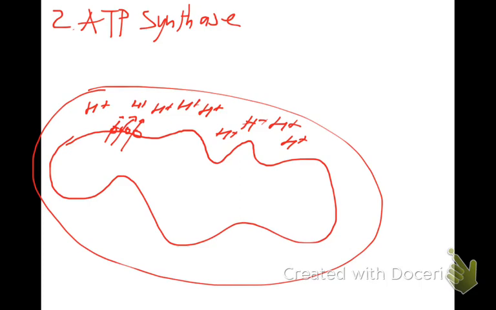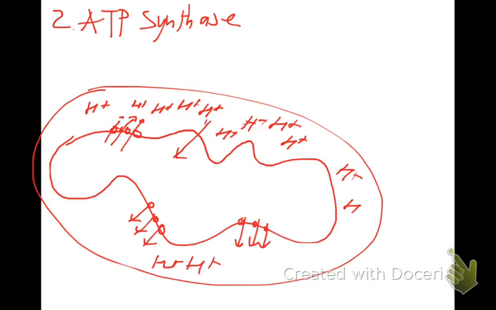So we have all these protons here, hydrogen ion, proton, same thing. So hydrogen ions and protons are all building up here because of these electron transport chains that are pumping hydrogens into the intermembrane space. Now that we have a lot of hydrogen ions here, due to the laws of diffusion, these hydrogen ions that are in high concentration in the intermembrane space are going to want to come back into the mitochondrial matrix. This is the same diffusion we saw with osmosis, where things go from high to low concentration.